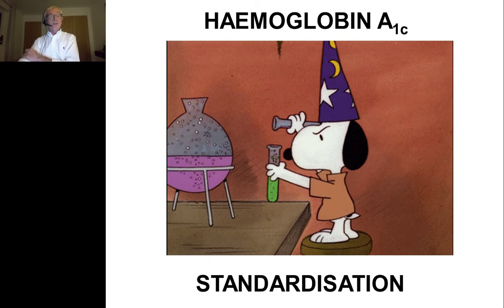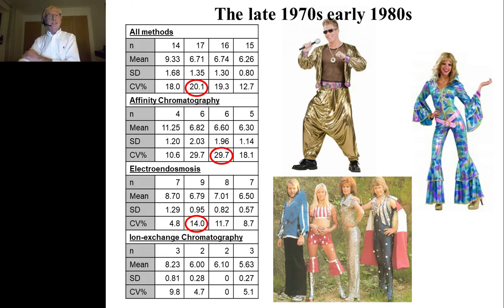Let's look back to when these methods were first described back in the early 70s and early 80s. Things didn't look good for fashion back in those days, but things look even worse for hemoglobin A1c. This here shows the between laboratory agreement for hemoglobin A1c in a large region within the UK. And we can see between laboratory CVs about 30%.